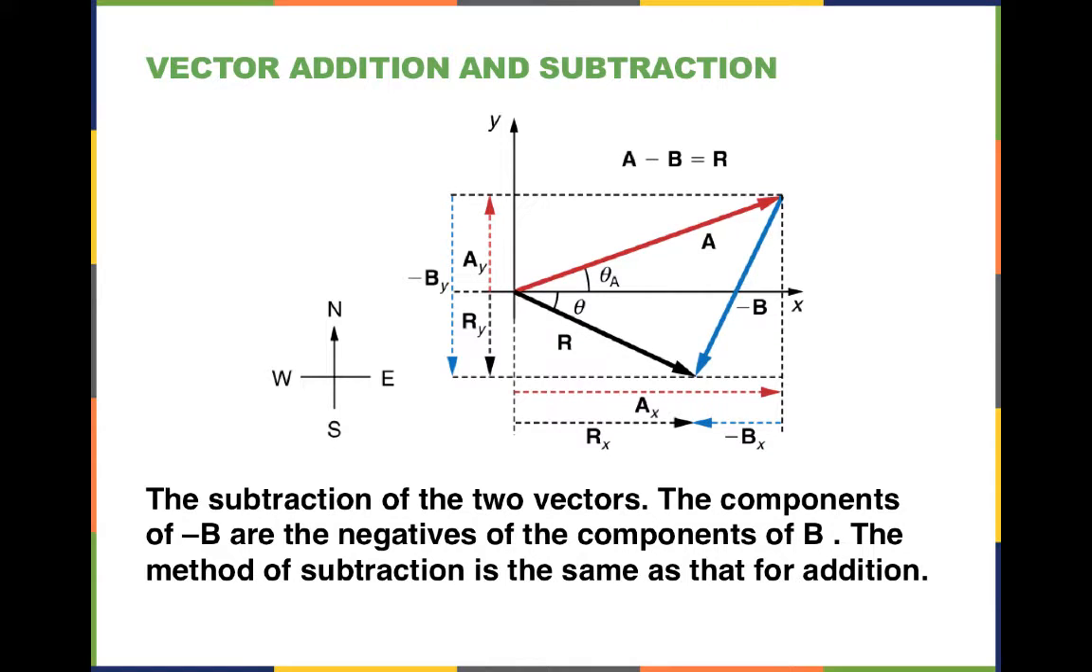The subtraction of two vectors is very similar, except that you use the negative component of the vector that's being subtracted. So for example, here we have A, and then we're subtracting B, and leading to the resultant of R. And so it's AX minus BX equals RX, and AY minus BY equals RY. So it's very much the same, it's just that the signs are changed because we're subtracting.